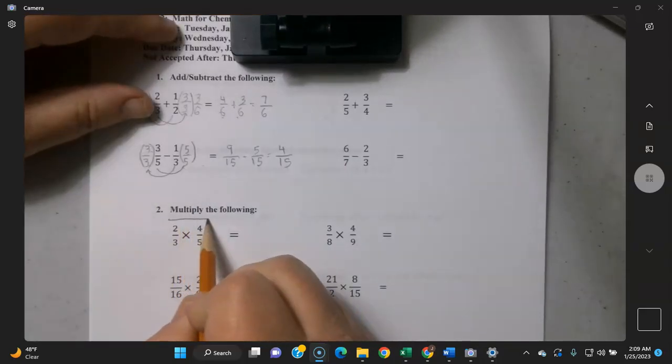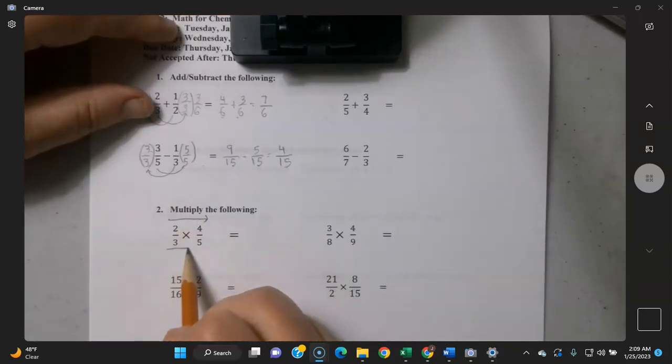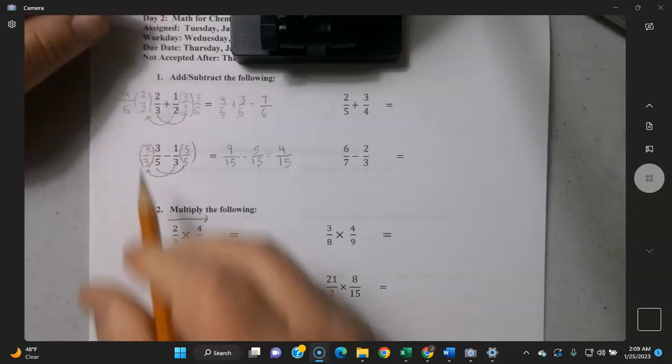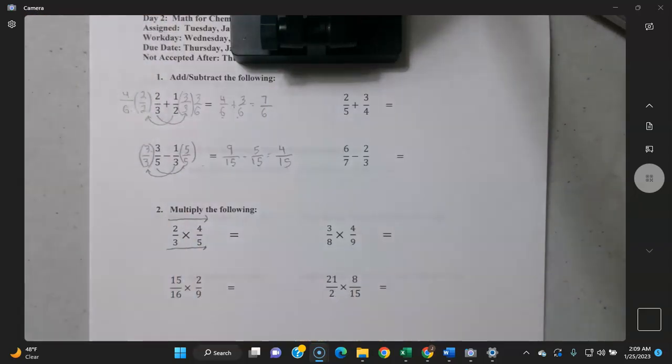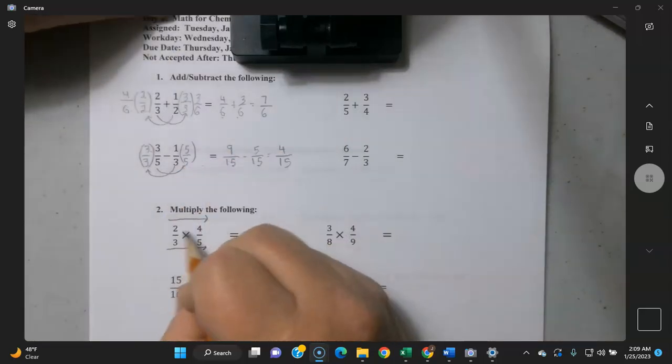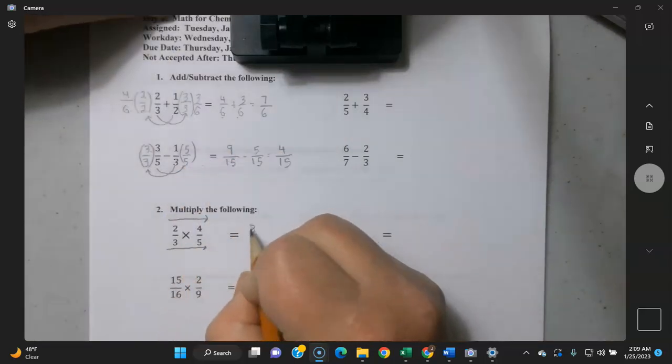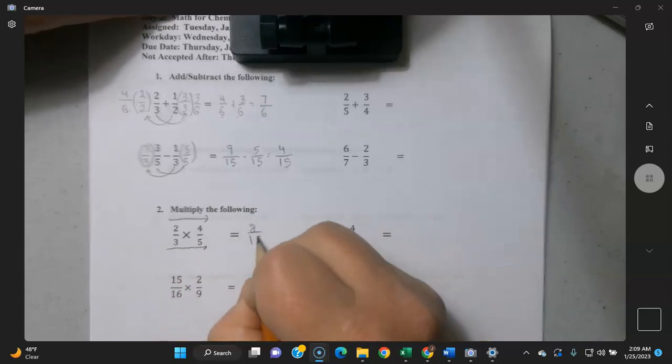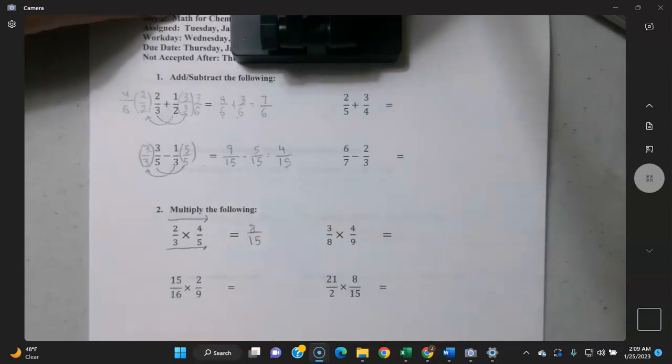Multiplication is numerator, the top, straight across, denominator, the bottom. When you draw these arrows here and here, it helps you to remember the process. So go ahead and do that the first few times. So 2 times 4 is 8. 3 times 5 is 15. You can't reduce that fraction, so that is your answer.